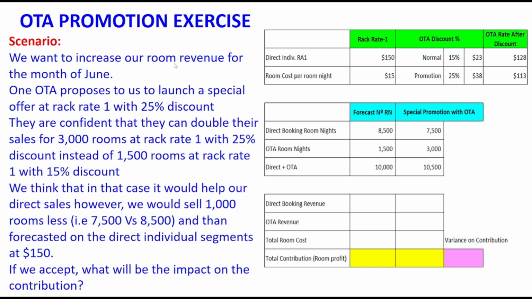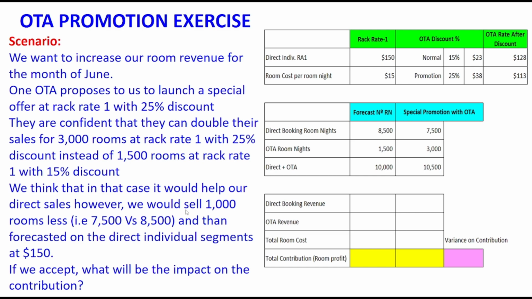We want to increase our room revenue for the month of June. One OTA proposed to us to launch a special offer at rate 1 with 25% discount. They are confident that they can double their sales to 3,000 room nights at rate 1 with 25% discount, instead of 1,500 room nights at rate 1 with 15% discount. We think that in that case it would help our direct sales.